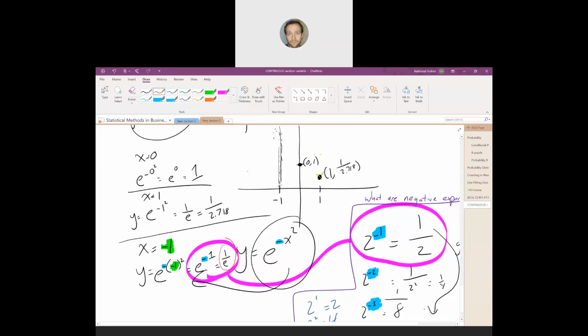Do you know how we got here? The 1 over e? Yes, it's e to the minus 1 squared. I'll give you a hint. I mean, I'll give you a big hint from that. So where is the point?